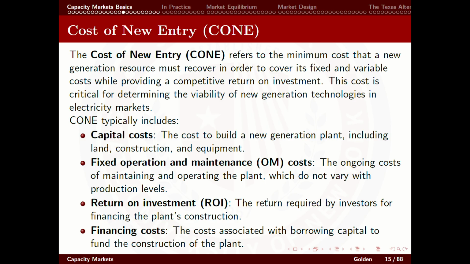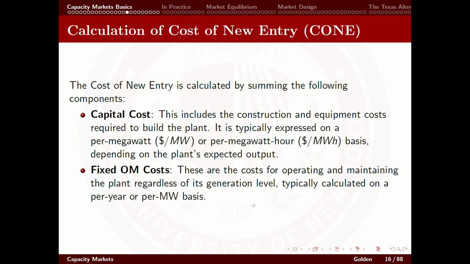investors require some sort of return to finance the plant's construction. So this is the cost that is required for the plant to want to be built and get built. And then financing costs are the costs associated with borrowing the capital to fund construction of the plant. ROI, if you remember back to our cost-benefit analysis structure, is the cost of servicing equity, and financing costs are the cost of servicing debt.